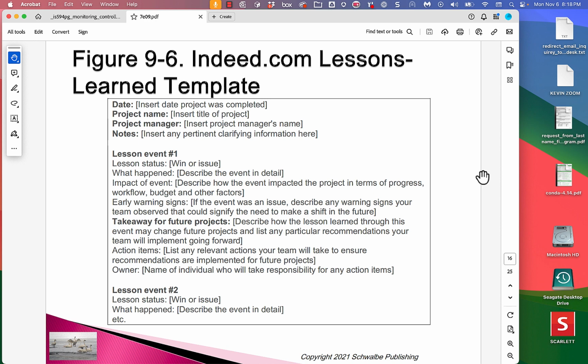So here's another lessons learned example from a textbook example. I'm going to leave you to read that.